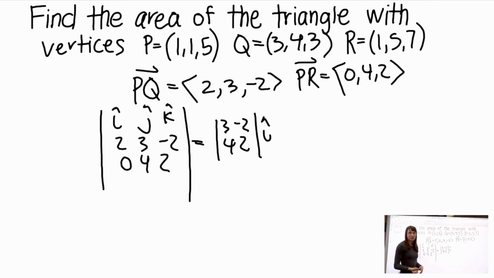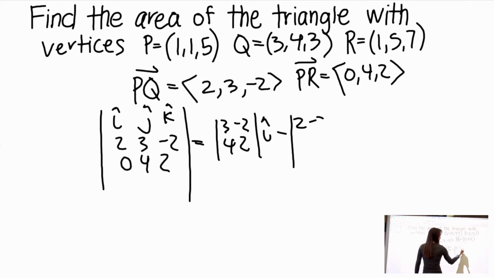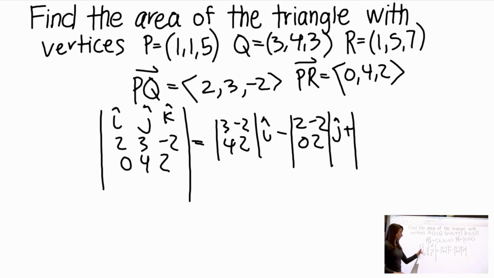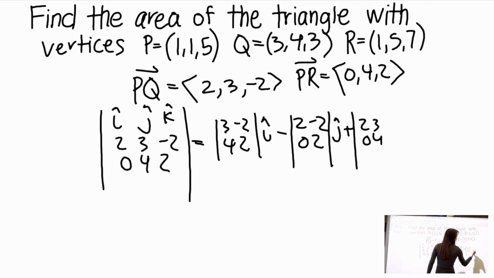You subtract the j hat component. If we cover this up, we have 2, negative 2, 0, 2, j hat, and now the k component, which is going to be this square matrix: 2, 3, 0, 4, k hat.